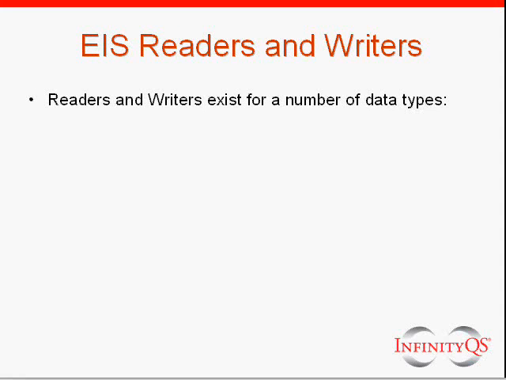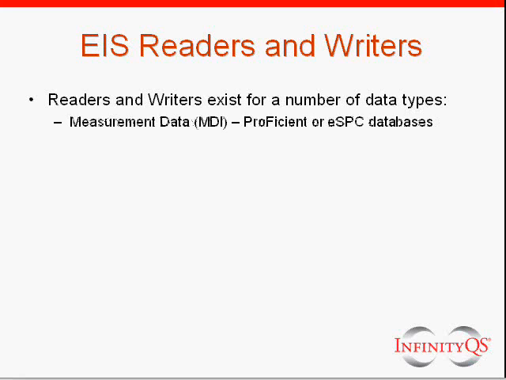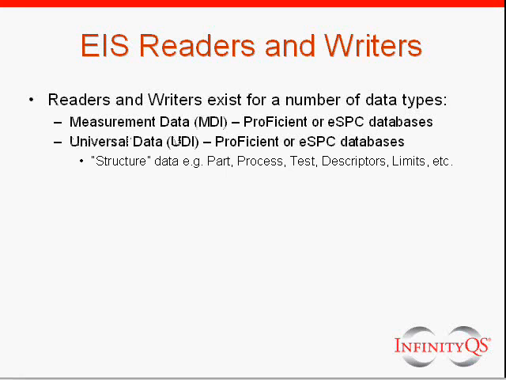To cover the many different possible scenarios for information routing using EIS, there are a number of different readers and writers available. If you're interested in routing measurement data, meaning the quality data that is collected on your shop floor, you would use our Measurement Data Interface, or MDI, and we have versions that connect to our standard Proficient databases as well as our ESPC databases, which is our web-based quality application. If, on the other hand, you want to route more structural information, such as parts, processes, spec limits, and your various other descriptors, you would use our Universal Data Interface, or UDI.